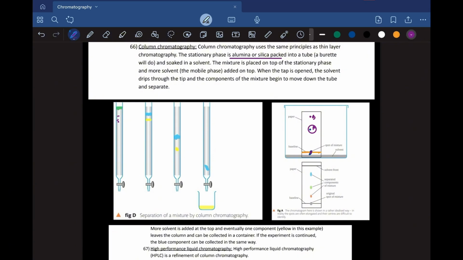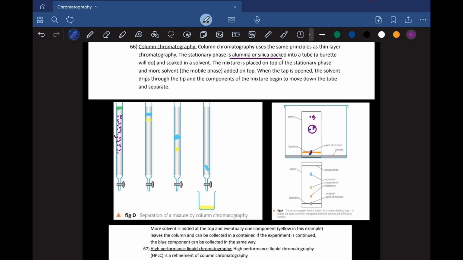Let's say there will be a lot of alumina and silica right here. They are particles. We will pack the whole funnel, or this container, with a lot of silica or alumina, packed into a burette, and then we will soak these particles in a solvent.